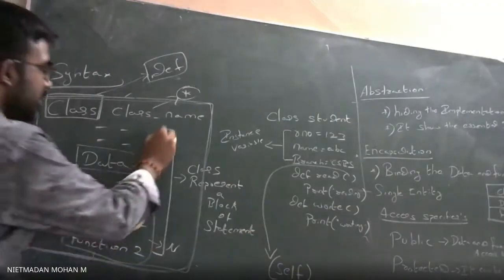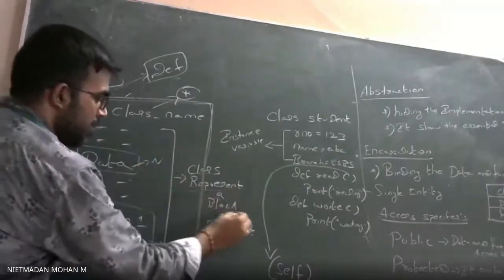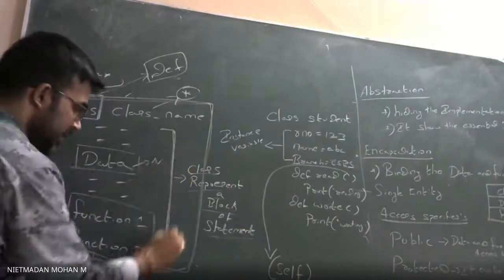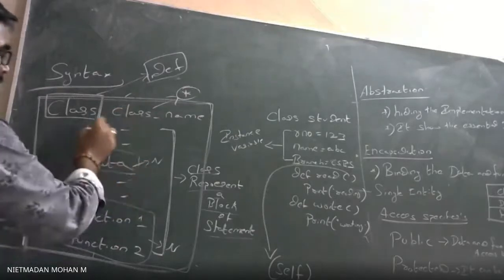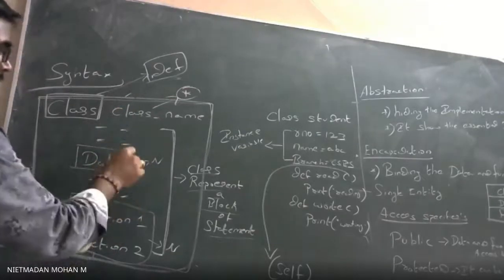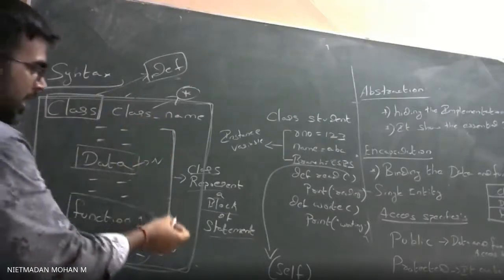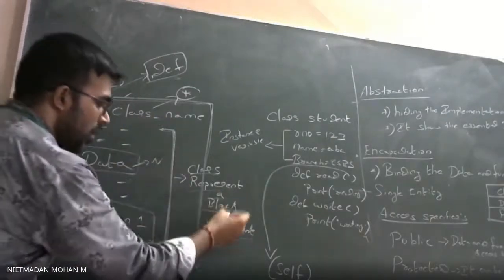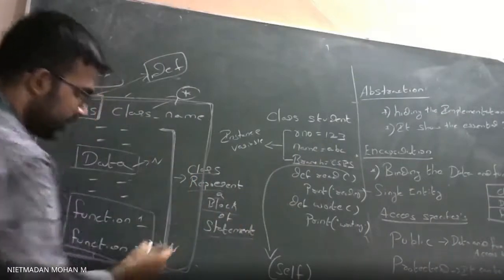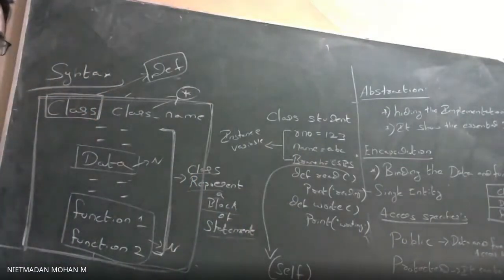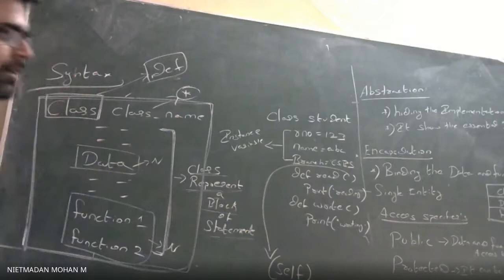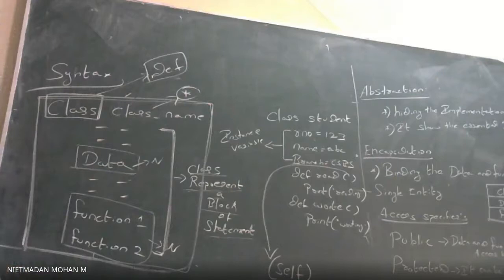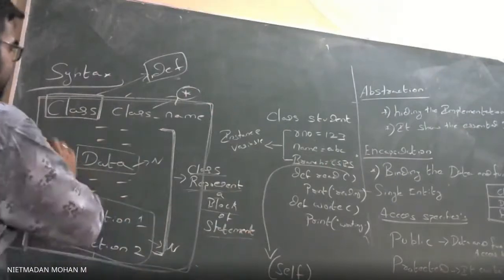This class represents a block of statements. That block of statements will be represented inside the class. So this is the class structure. We have data and functions you can use inside the class. The keyword class, the class name, and this will be considered as a block of statements. If they are asking questions about the block of statements, then you can answer that classes are represented as a block of statements. So this is the basic structure of the class. And I will give you an example here.